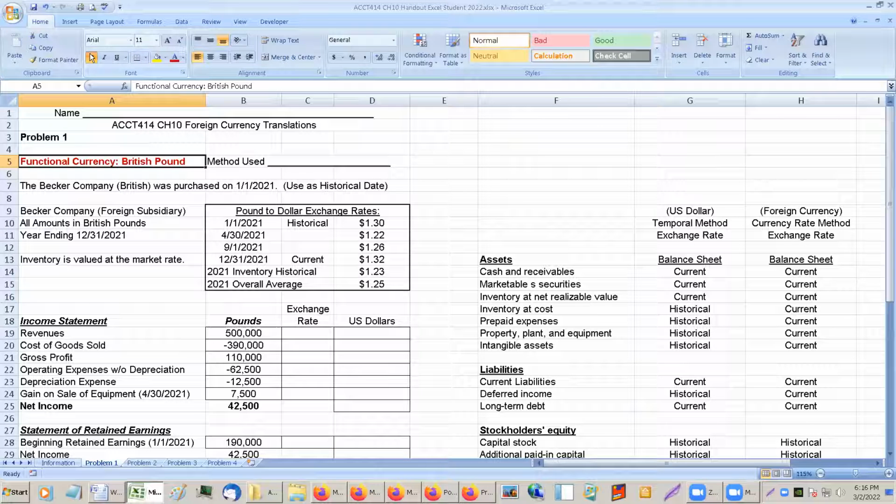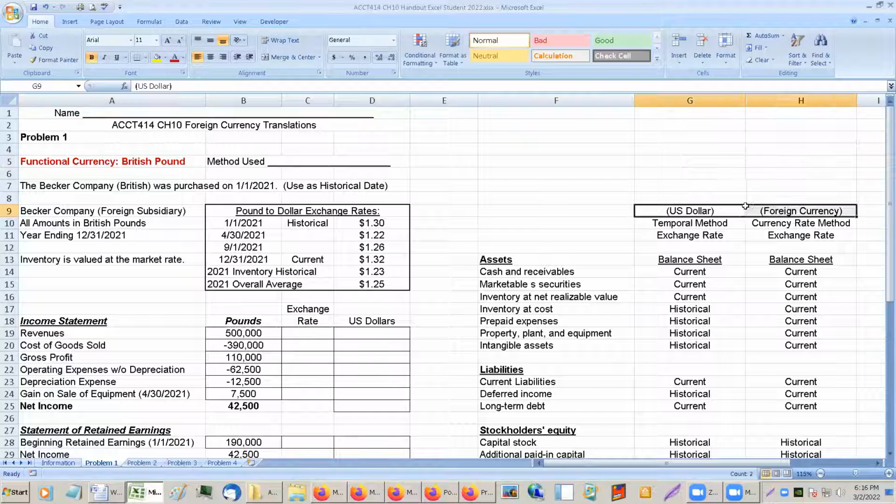Can you repeat the question? I'm sorry. Oh, yeah. So the functional currency is British pounds, and which method are we going to use? We have these two methods, one based on US dollars, one based on foreign currency. So which one are we going to use?